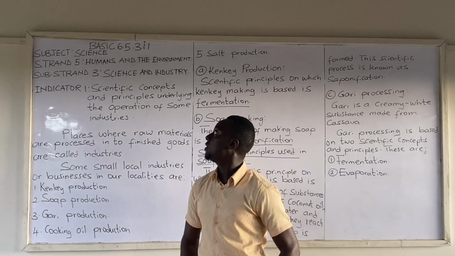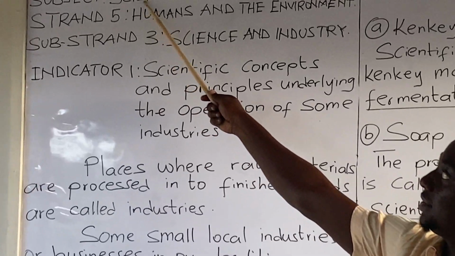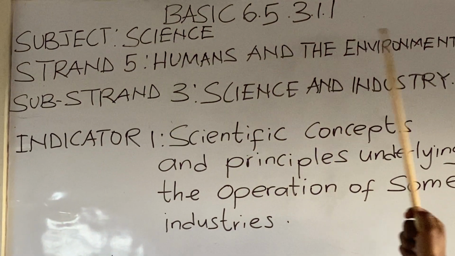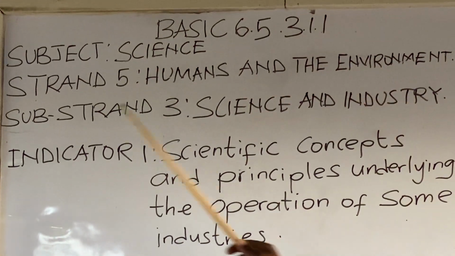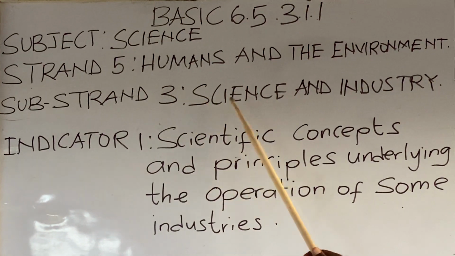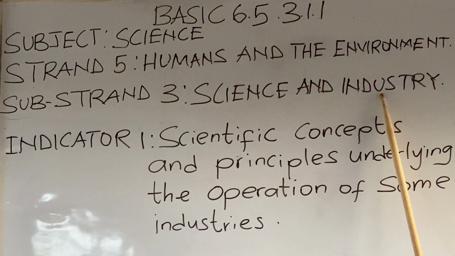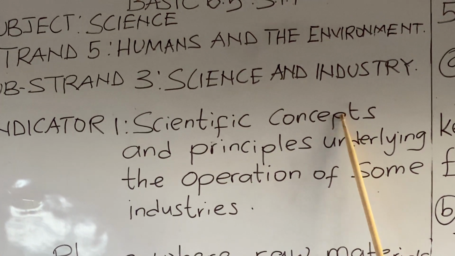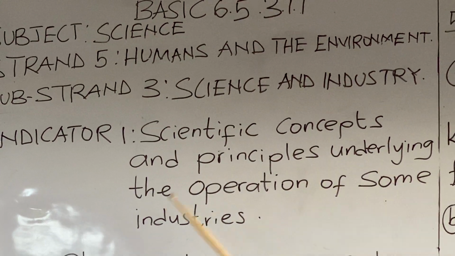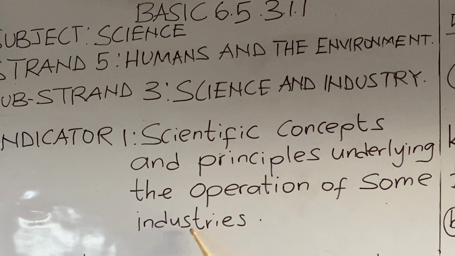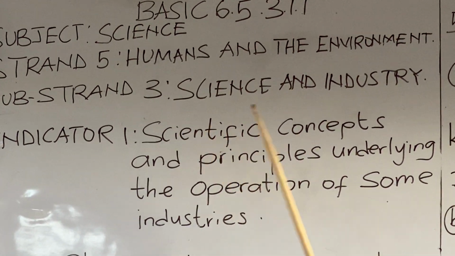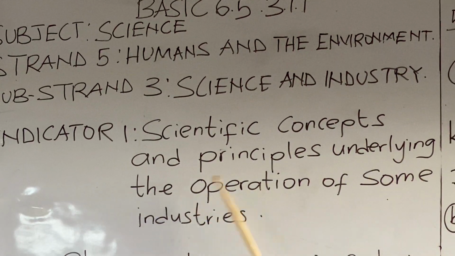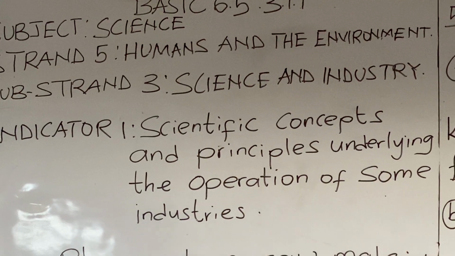Our subject for today is science, and it is taken from strand 5, humans and the environment. Substrand 3, science and industry. Indicator 1, scientific concepts and principles underlying the operation of some industries.